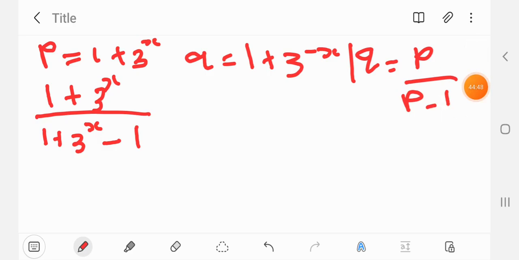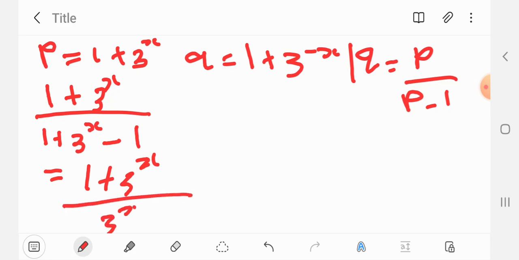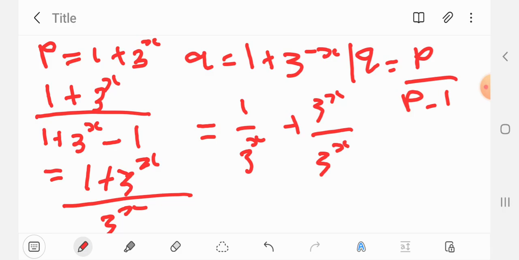So at the bottom we have 1 plus 3 to the power of x minus 1. So the 1 will minus the 1, and then we'll have 1 plus 3 to the power of x over 3 to the power of x. So this can still be written as 1 over 3 to the power of x plus 3 to the power of x over 3 to the power of x, because this one can also be taken here. When the bases are the same, you are adding, you just take one base.